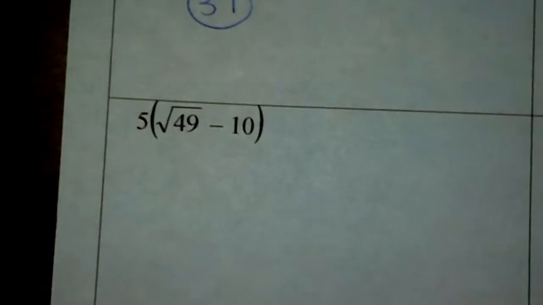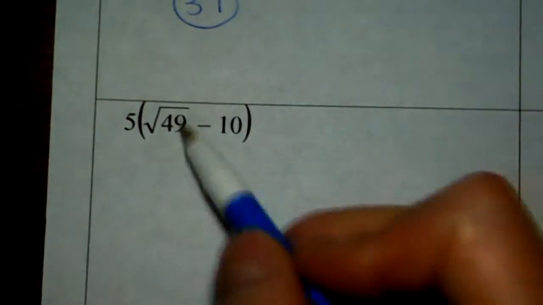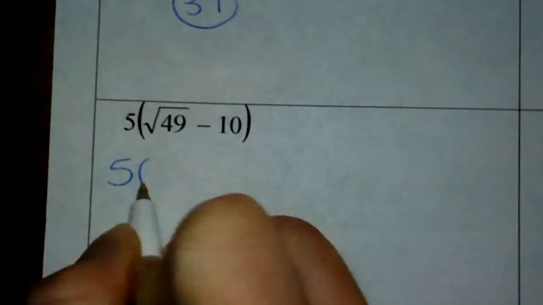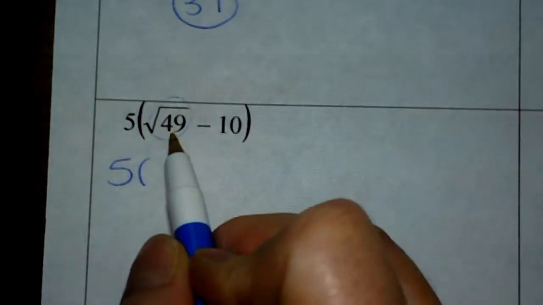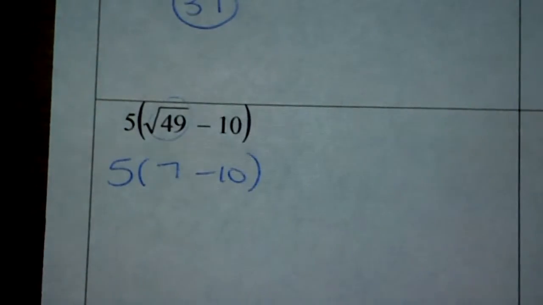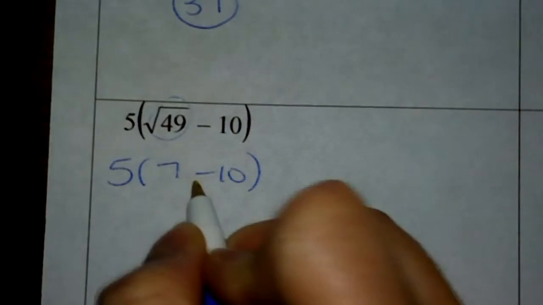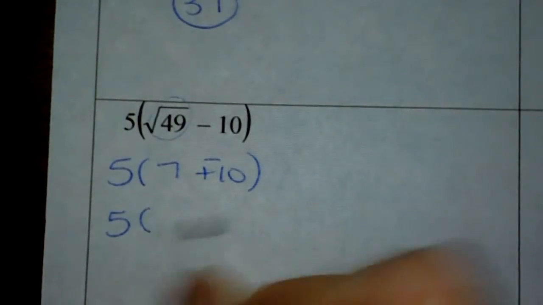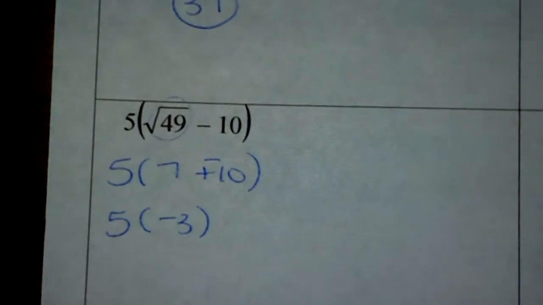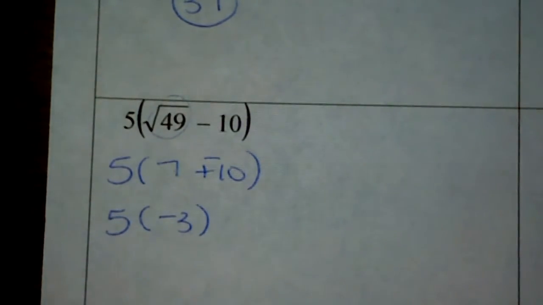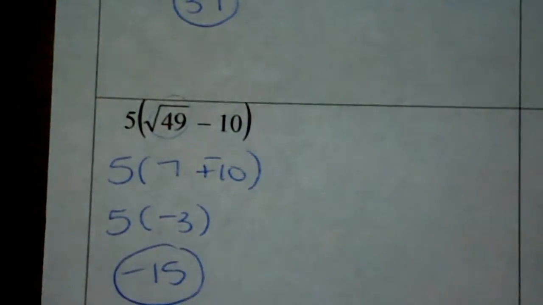All right, moving right along here. Okay, this time I do have some parentheses, so I'm going to bring those down. Within those parentheses, I have a radical. The square root of 49 is 7, because 7 squared is 49. Once the radical's gone, I'm going to keep, change it. So now I'm left with 5 times 7 plus negative 10, which would be negative 3. And 5 times negative 3, you guessed it, is negative 15.